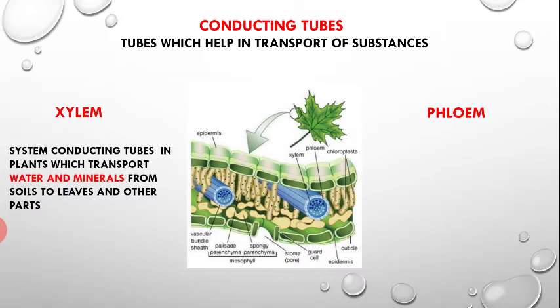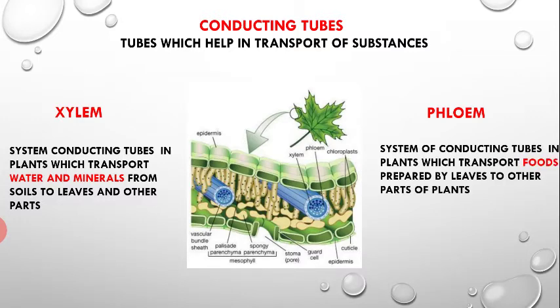Xylem system of conducting tubes helps in transport of water and minerals from soil to the leaves and the other parts. On the other hand, phloem system of conducting tubes helps in transport of food from the leaf to the other parts of the plant.